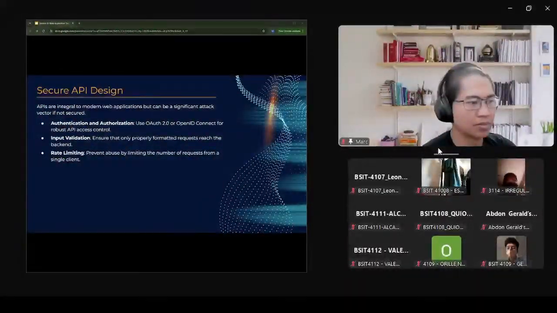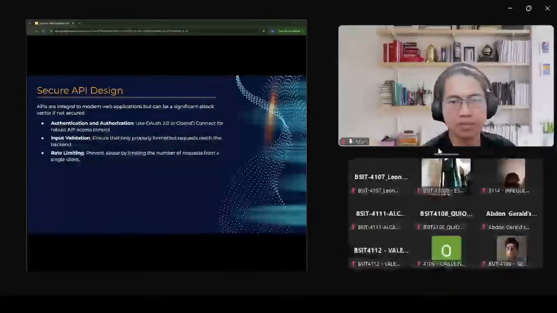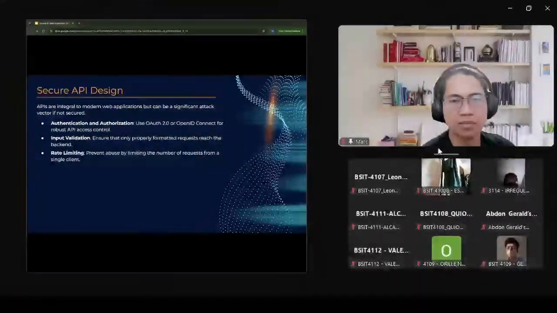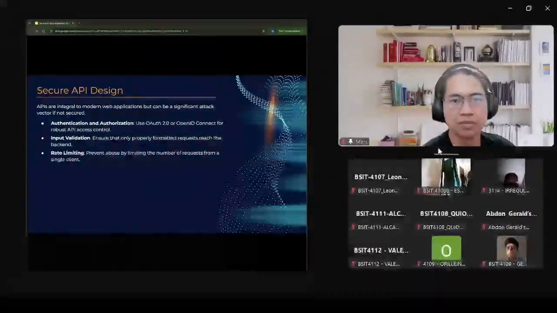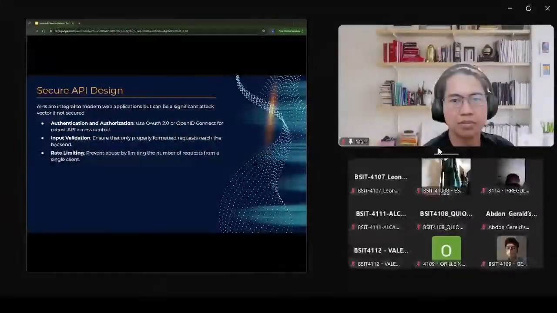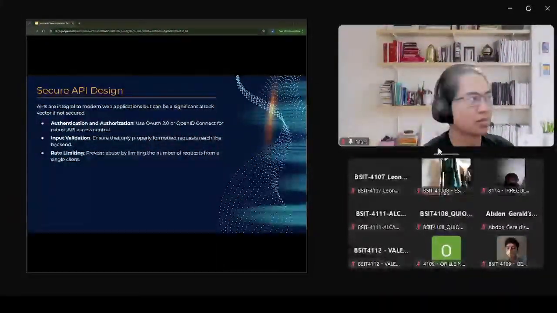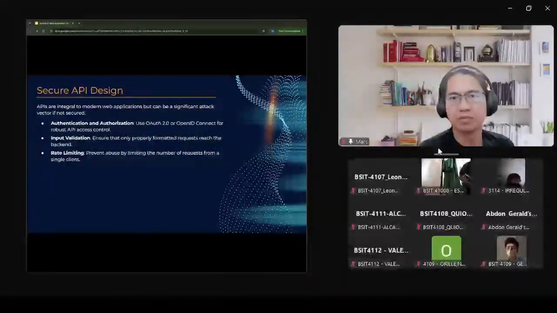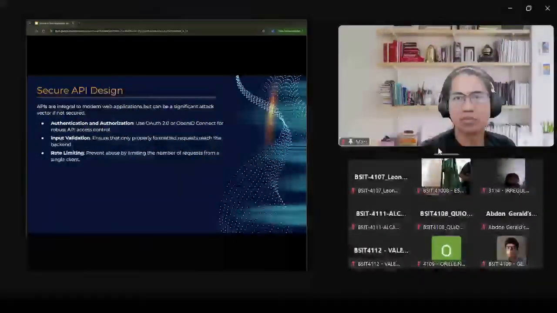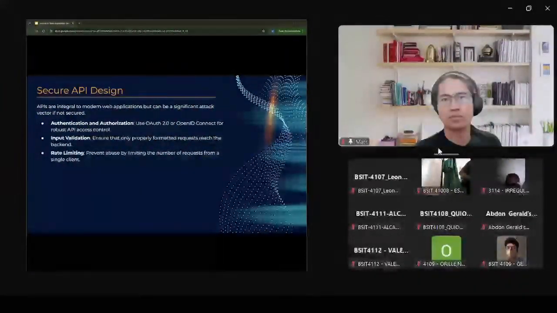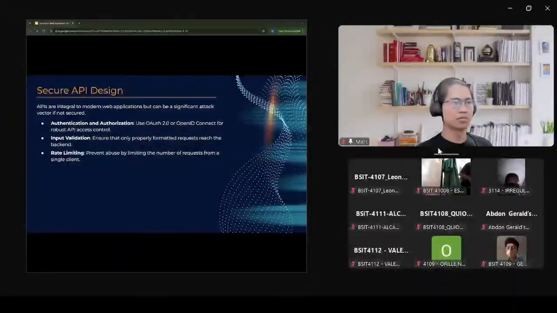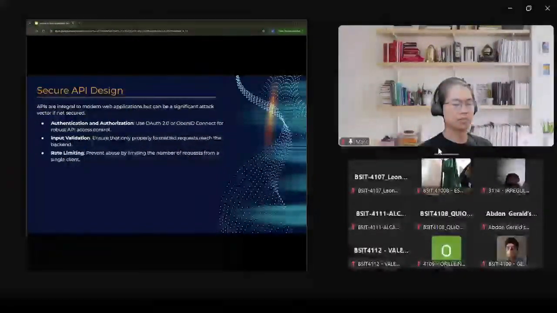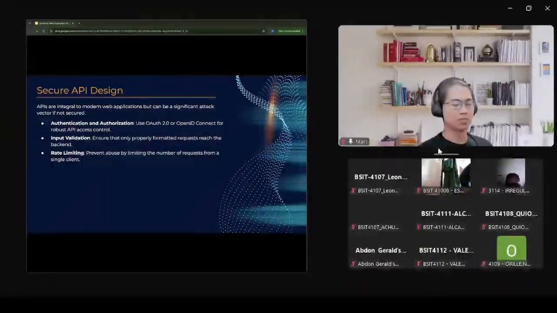Now we'll go to the best practices for securing API. First is authentication and authorization. APIs must ensure that only authenticated and authorized users or systems can access them. Some of these include, one, the use of OAuth 2.0 and OpenID Connect. These protocols provide robust frameworks for API access control. OAuth 2 ensures that clients receive access tokens with specific permissions, while OpenID Connect adds identity verification.